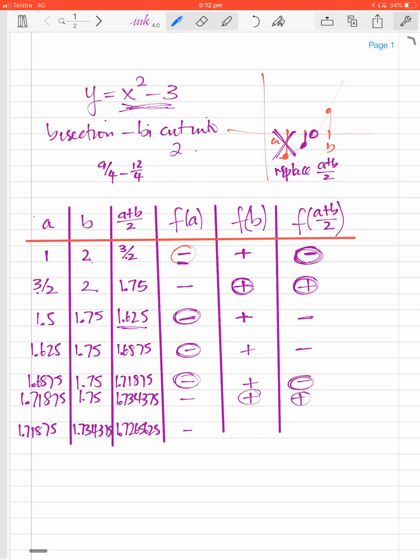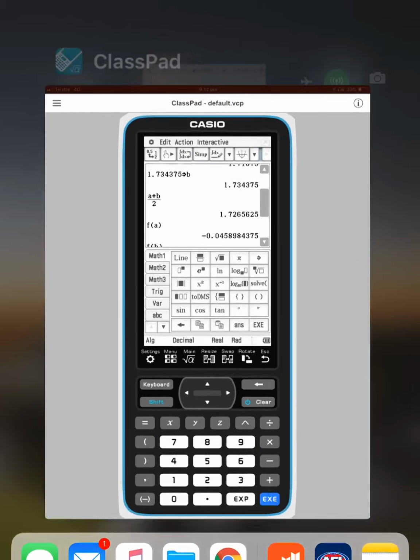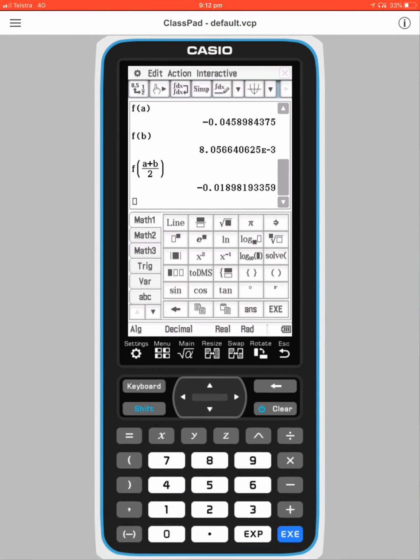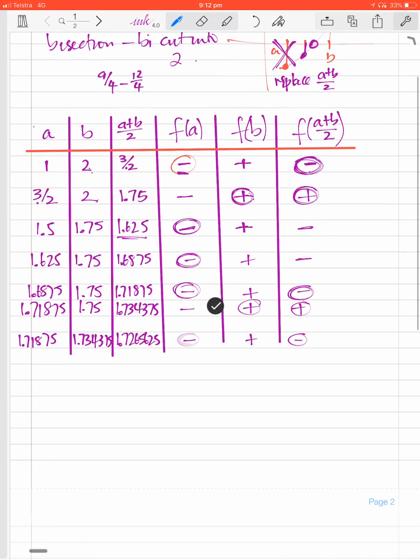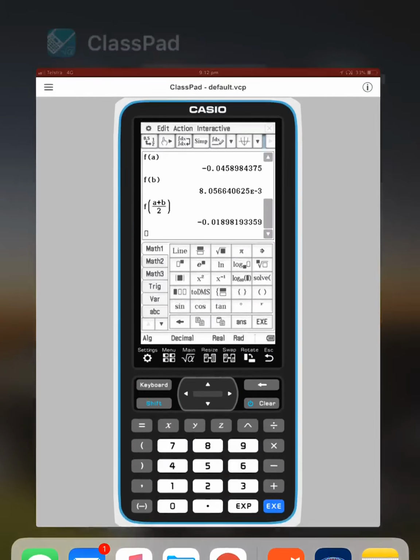1.7265625. We know that's negative, that's positive. We've got to see whether that gave us a negative value. So because it's negative, we replace A. So A becomes 1.7265625. B is 1.734375. Okay, we've got to find the midpoint.